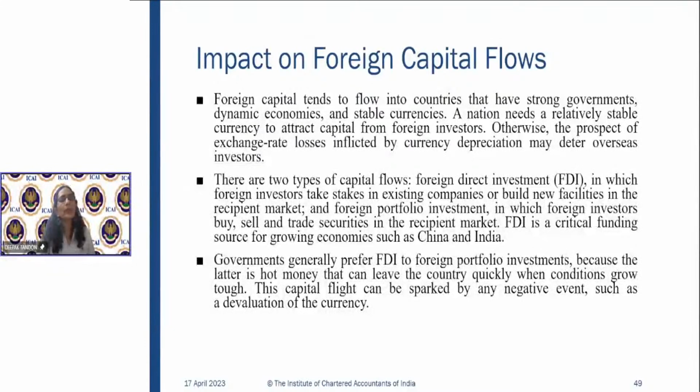Okay, so foreign capital tends to flow into countries that have, मैंने आपको बता दिया, कब आपकी कंट्री में USD आएगा? When will you have more USD in your country? जब foreign players को trust होगा, when they believe in your economy.